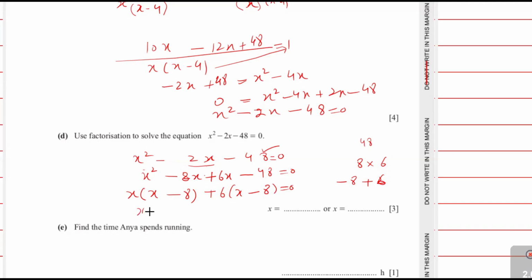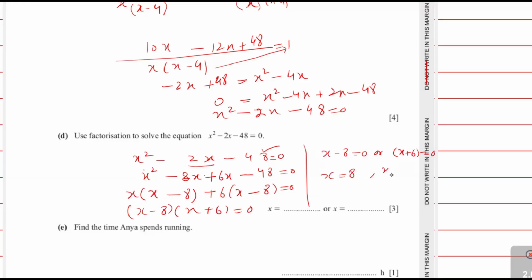Look here, x minus 8 is again common. The remaining value is x plus 6 equal to 0. In the next step, we can write x minus 8 equal to 0 or x plus 6 equal to 0, and therefore x equals 8 and x equals minus 6. We write 8 and minus 6.